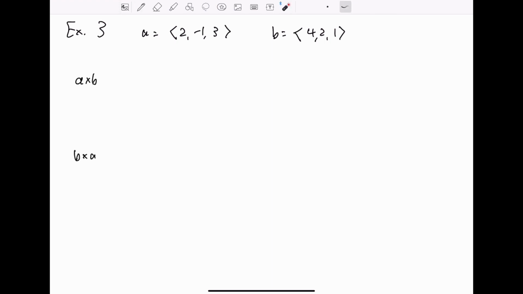At this point, I encourage you to pause the video and practice finding these cross products on your own. See if you can find A cross B and then B cross A, and then unpause the video and we'll work through them together.